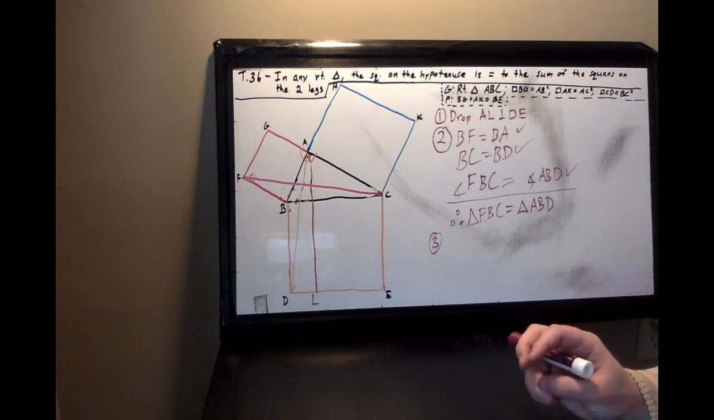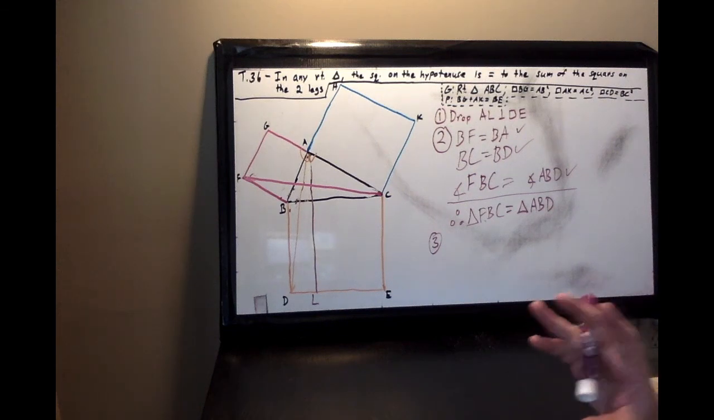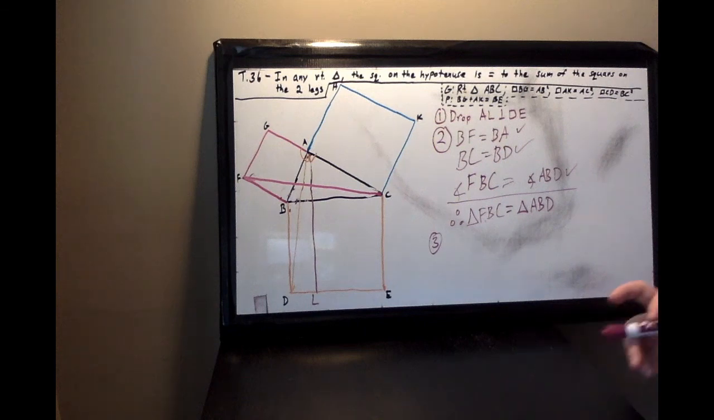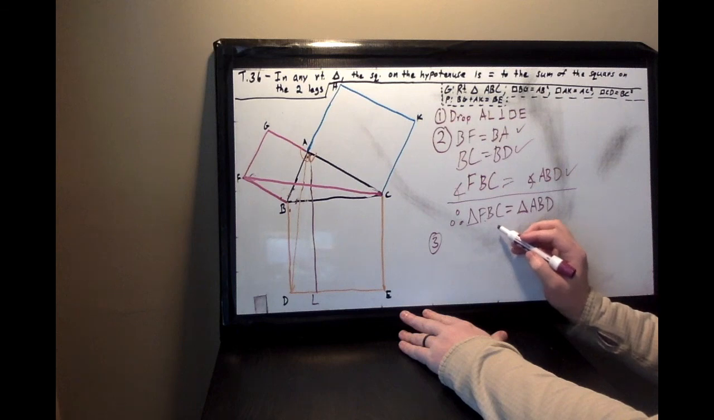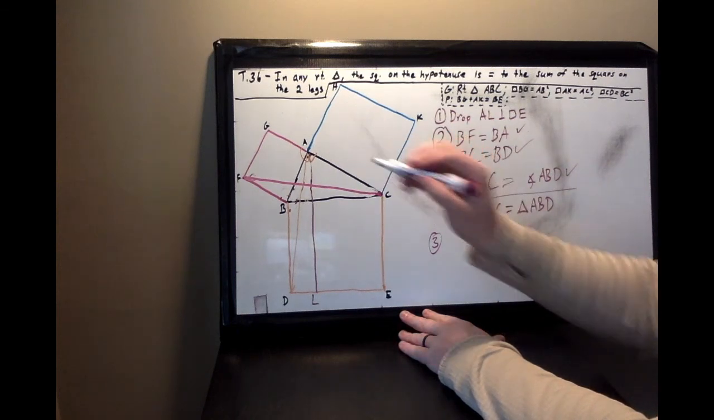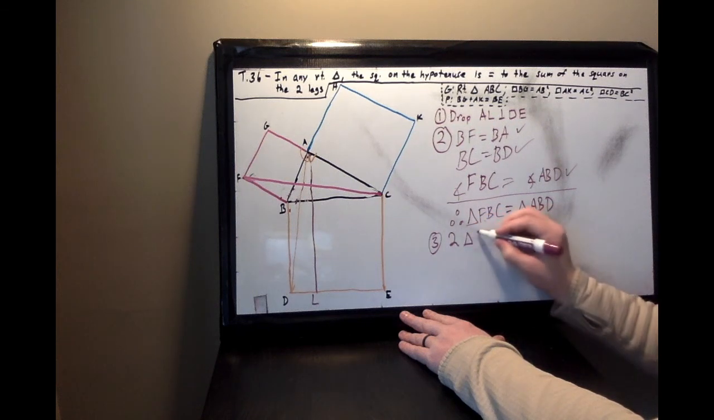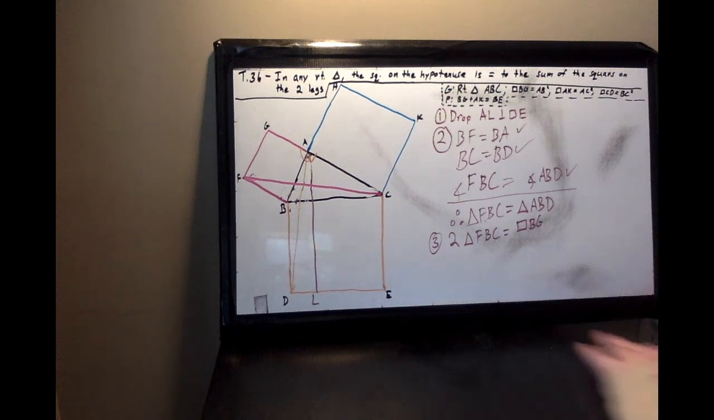Likewise with triangles. And we also notice that the relationship between a triangle and a parallelogram on the same base between the same parallels is that the triangle will be exactly half the parallelogram. Now in this case it's a square, but that doesn't matter. What this means is that triangle FBC is exactly half the pink square. So another way we can think about it is 2 times triangle FBC is equal to the square BG.